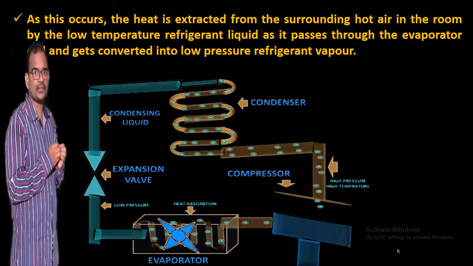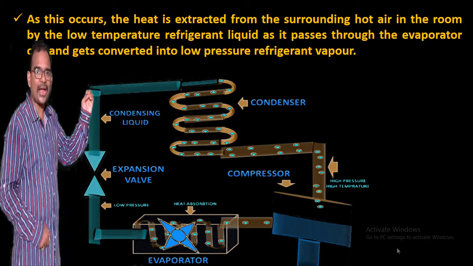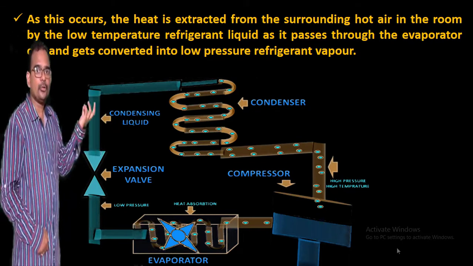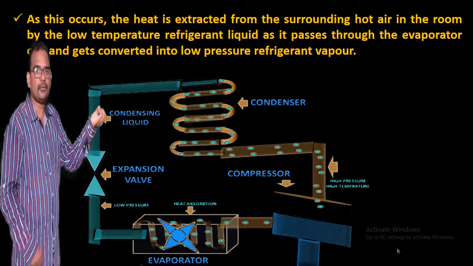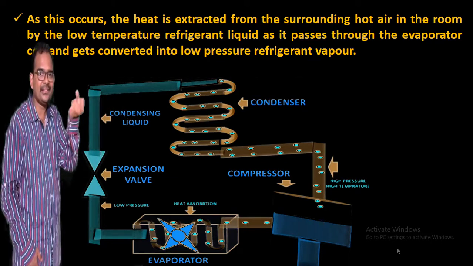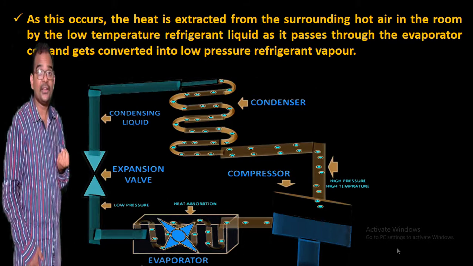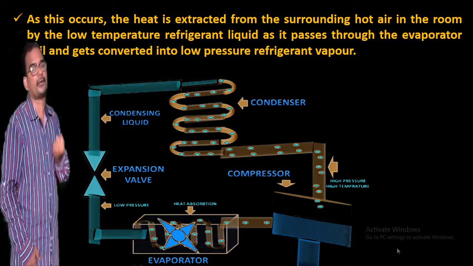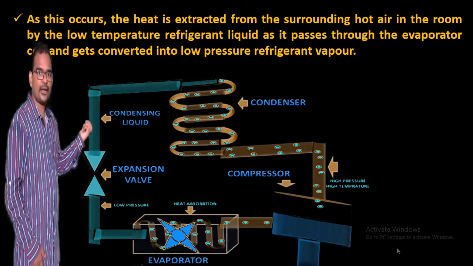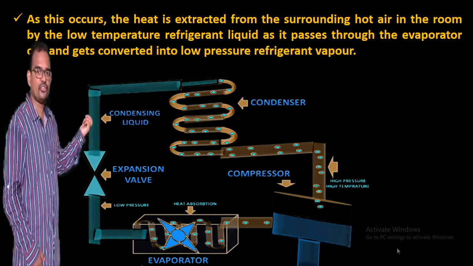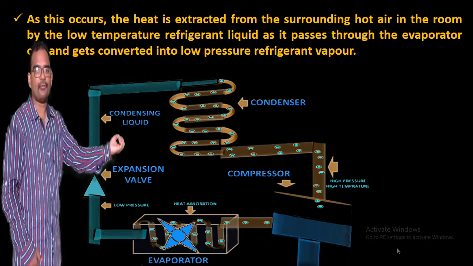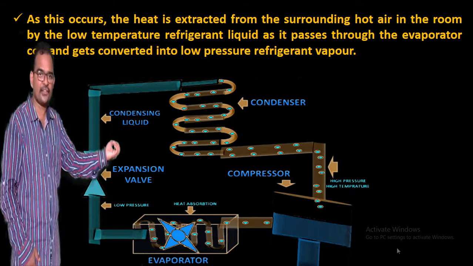So as this occurs, the heat is extracted from the surrounding hot air in the room by the low temperature refrigerant liquid as it passes through the evaporator coil and gets converted into low pressure refrigerant vapor. Now what is happening here? The output of this expansion valve is a low pressure and low temperature refrigerant liquid, and this refrigerant liquid will now be passed through the evaporator, which is there in the indoor unit as well.